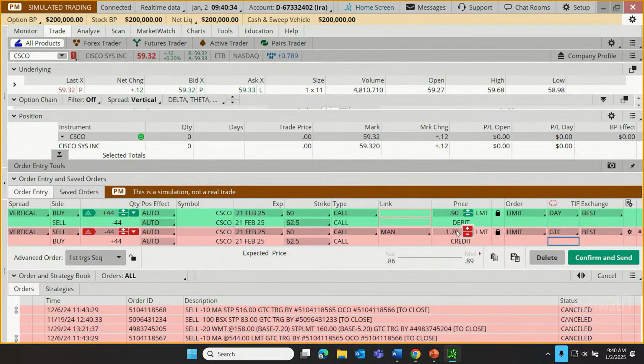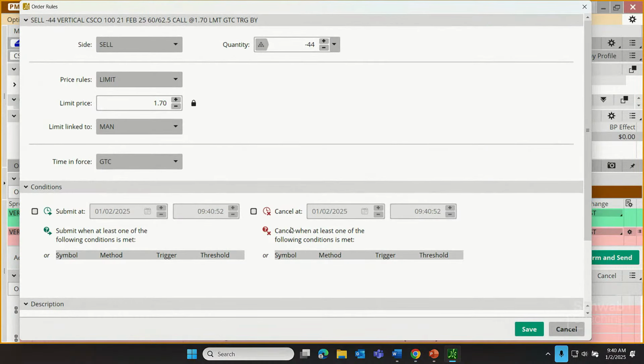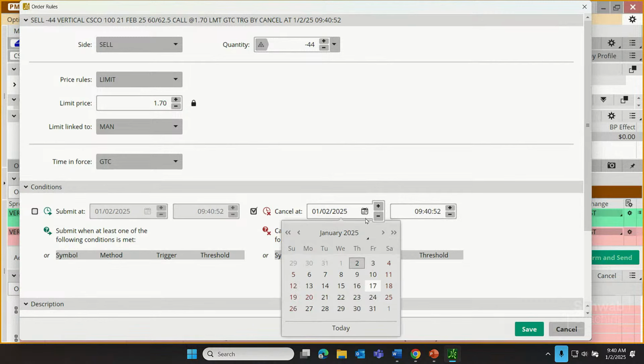But I'm also going to set a condition on this order to cancel this exit order the day before earnings if it hasn't filled yet. Because if it hasn't filled, we're just going to let it go through earnings. So we can do that. Come over here to this gear icon. This is where we can add a condition to our order. Click on the little gear, and I'm going to select cancel on day before earnings.